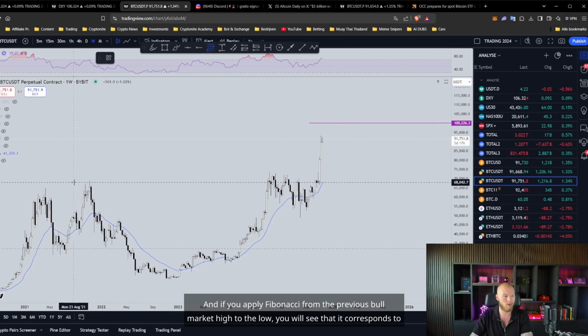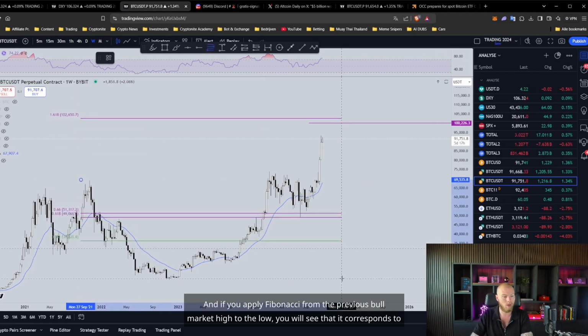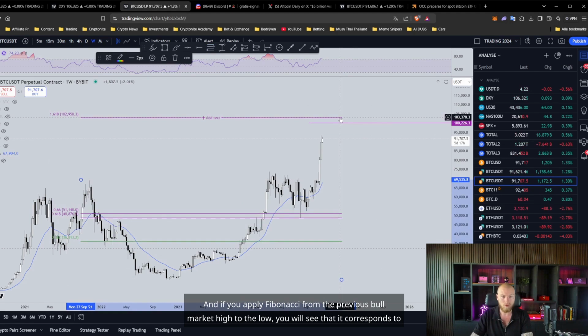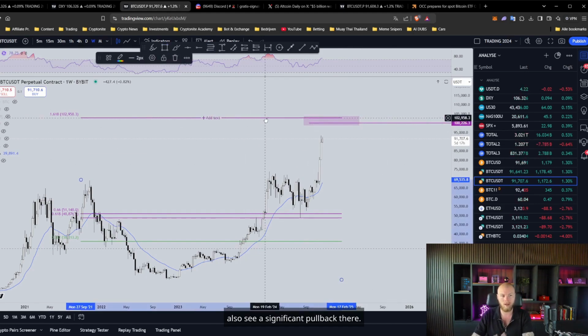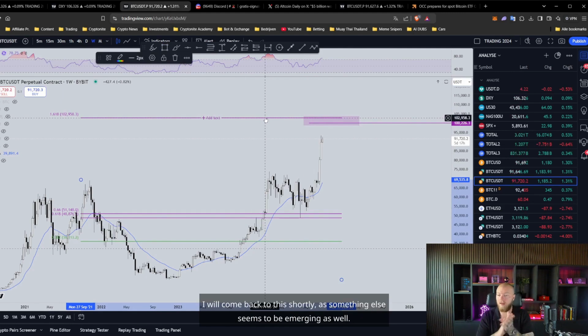And if you apply Fibonacci from the previous bull market high to the low, you will see that it corresponds to about 103,000, so that means that in this area, a lot of profit taking is likely to happen. And you might also see a significant pullback there. I will come back to this shortly, as something else seems to be emerging as well.